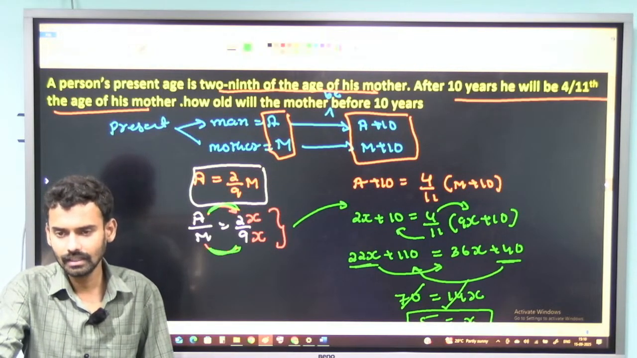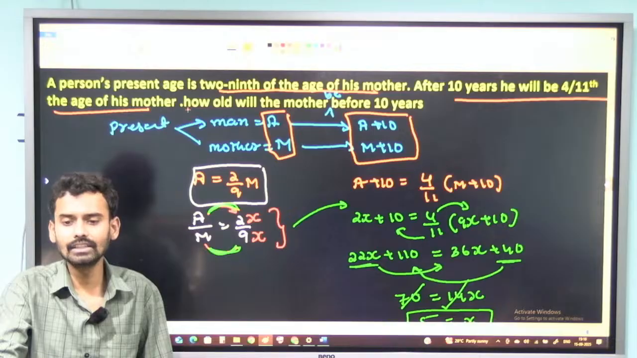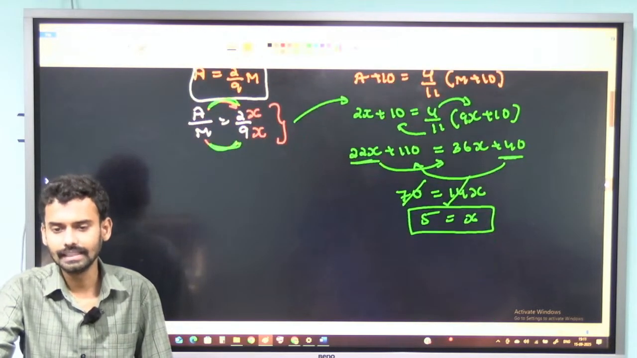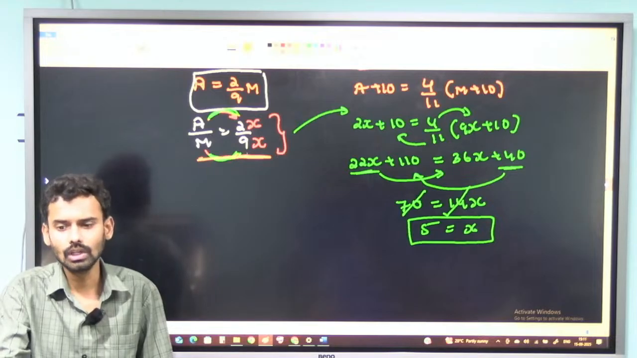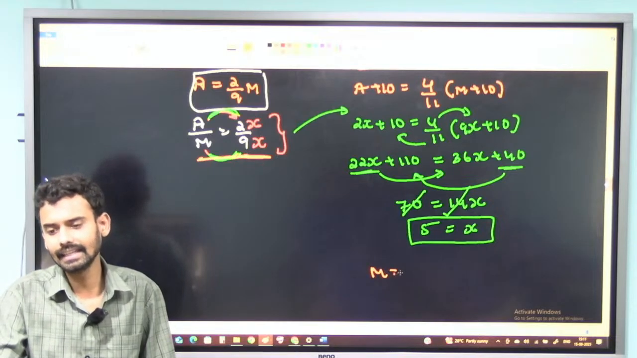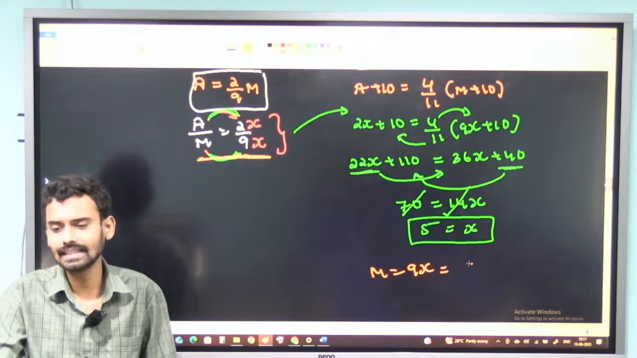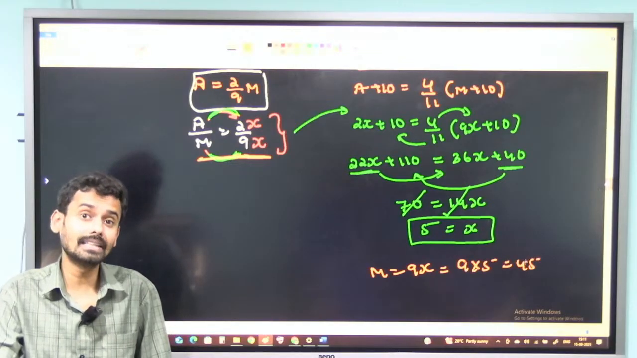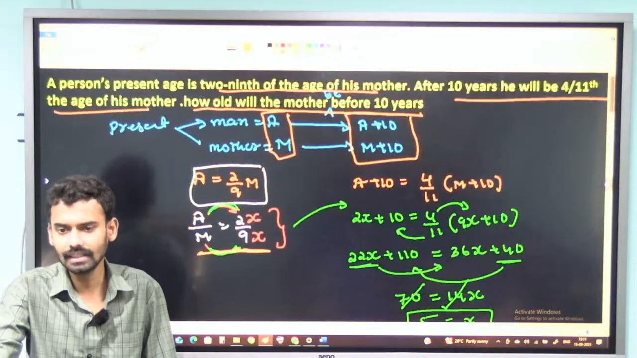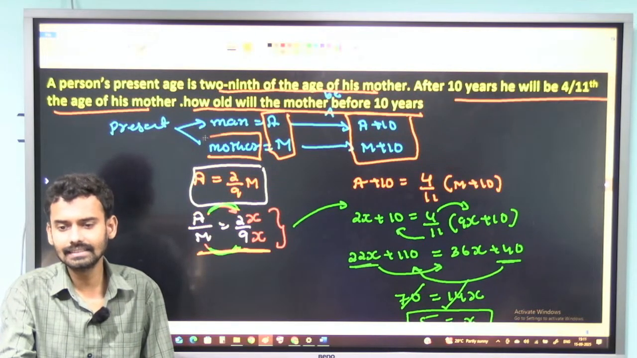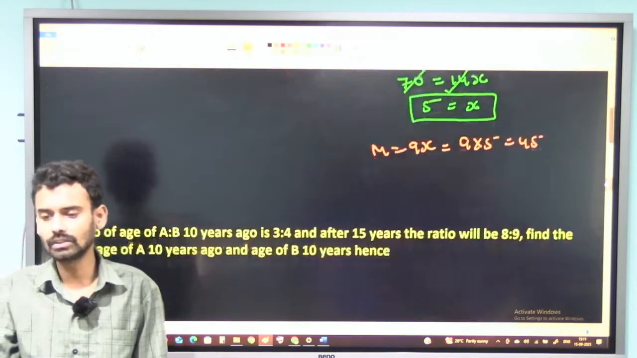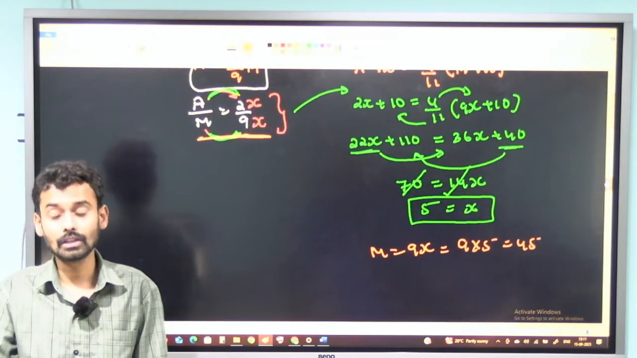If we observe here, the question is asking the age of mother 10 years ago. First let us find what is the age of mother. If we observe the ratio, the age of mother is 9x. So we got the value of x as 5. So it will be 9 fives are 45. But this is the present age of mother. As I considered, m here is the present age of mother. So present age of mother according to this equation is 45.